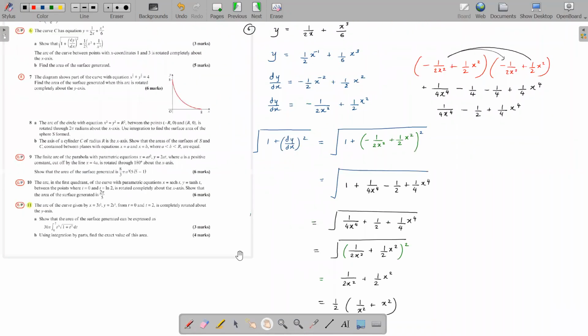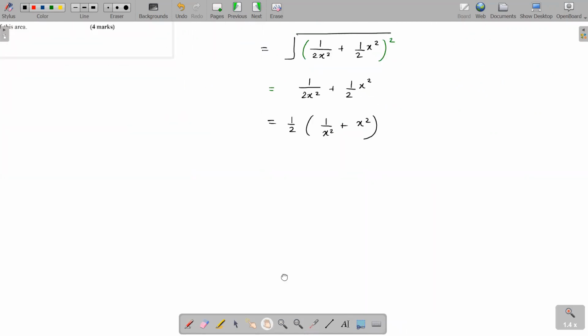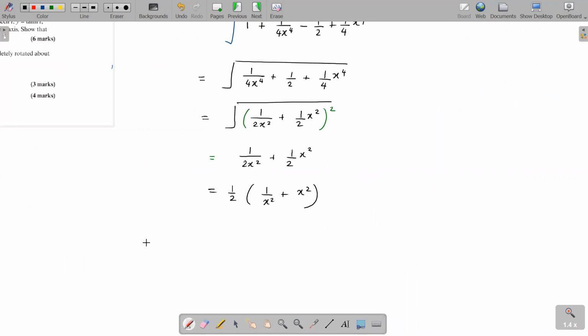Do you agree? Part B, they say the arc of the curve between the points with x coordinate 1 and 3 is completely rotated about the x-axis. Find the area of the surface generated. So your x limits are from where to where? From 1 to 3. So let's use our x limits from 1 to 3. What's the equation for surface area rotated around the x-axis?